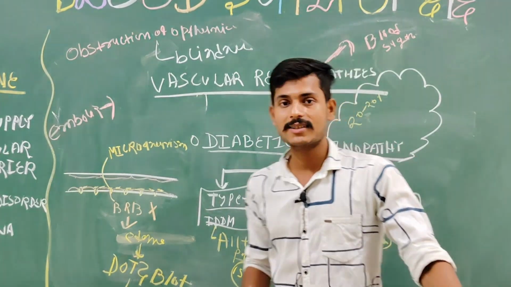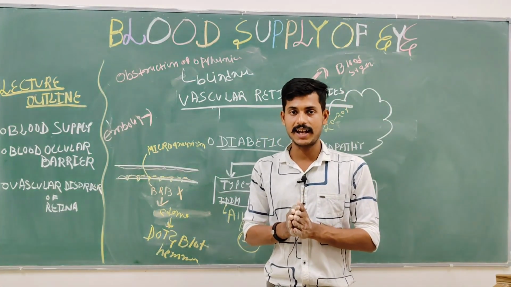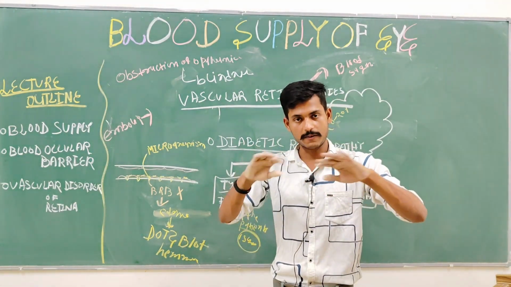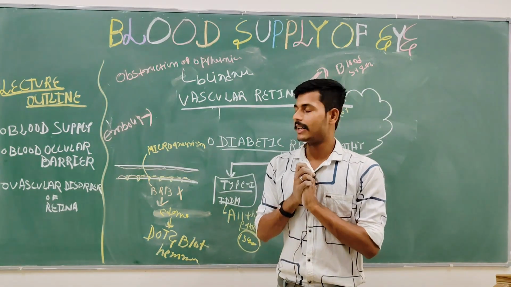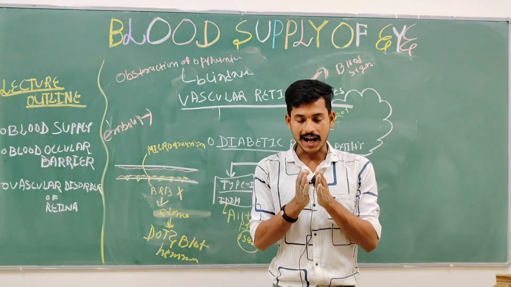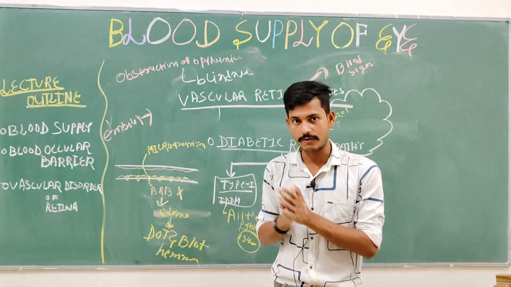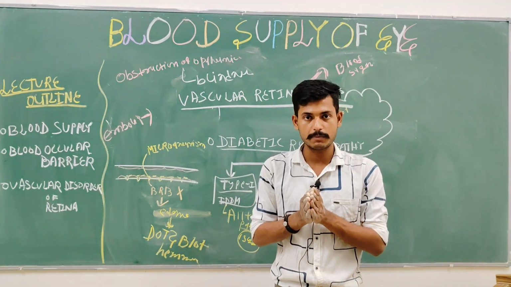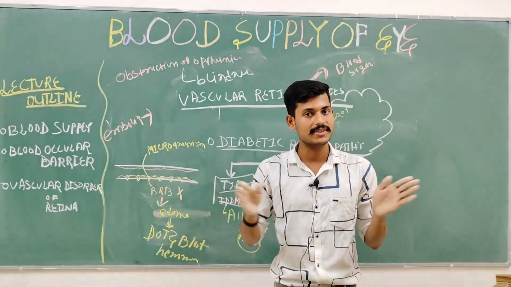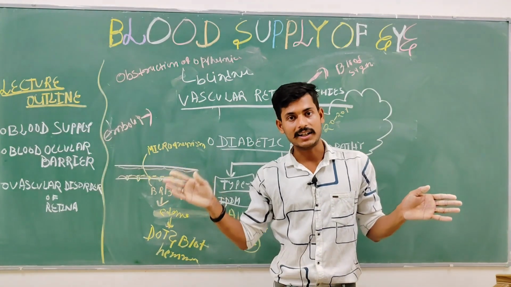So let's conclude the class. In today's class, we studied the blood supply of the eye, and we saw that the ophthalmic artery is the main branch, which gives different branches to the eye. Second, we studied the blood ocular barrier: the eye environment needs to be separated from the blood environment. For that purpose there is a physical barrier called the blood ocular barrier. This is of two types: the blood aqueous barrier and the blood retinal barrier.